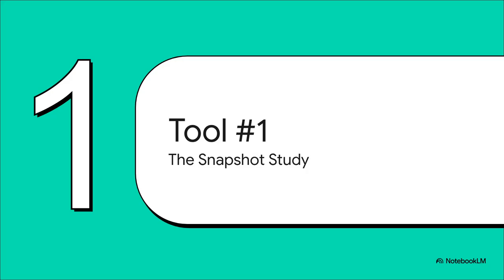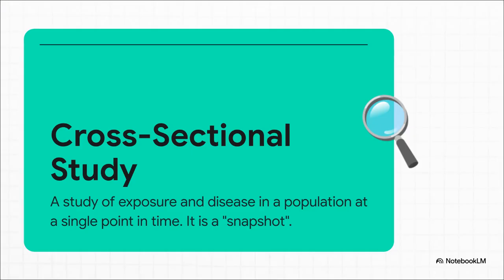All right, let's grab our first tool and see how it works. This is often the first one a researcher pulls out of the bag. You can think of it like their magnifying glass, perfect for a quick look at the scene. The best way to get this is with that snapshot analogy. A cross-sectional study is exactly that. It's a picture taken at one single moment in time.